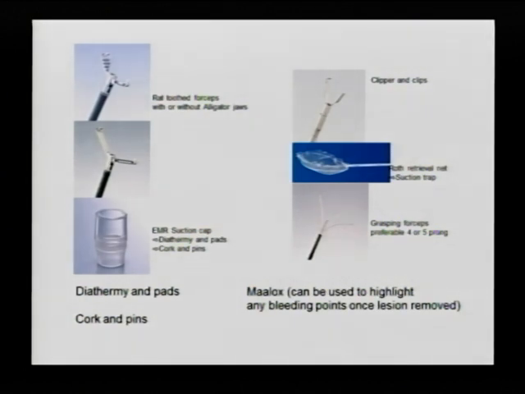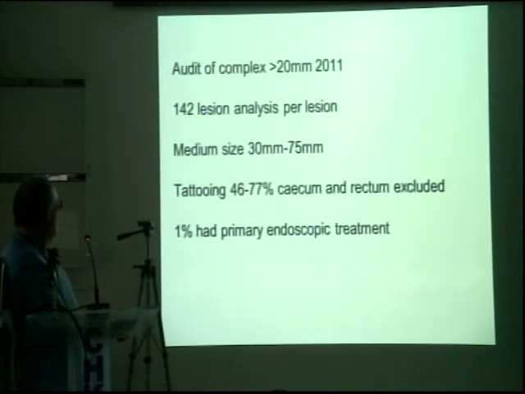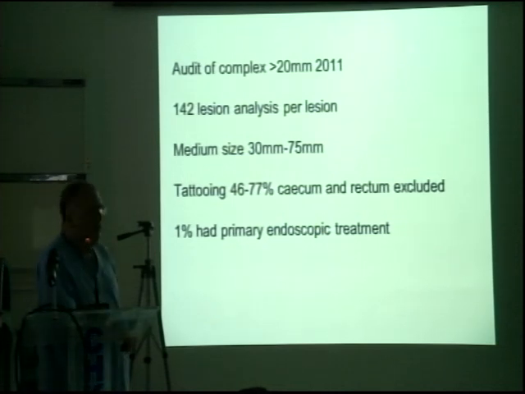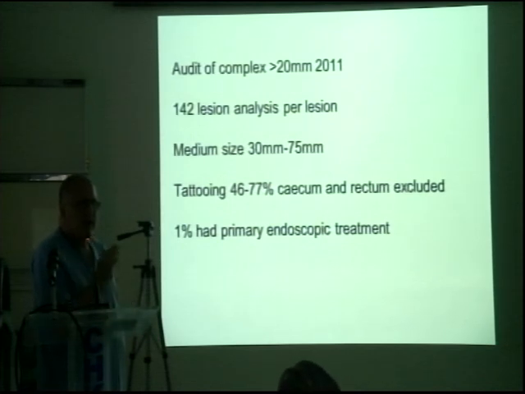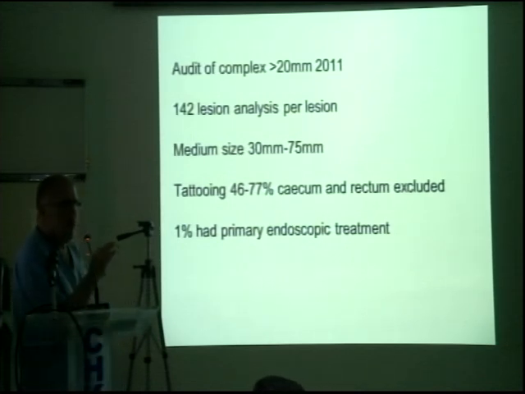These help. These, you just lose the material. I'm not going to go into too much detail because this is not appropriate for your level at this time. So, an audit of 20 millimetre polyps in 2000, 142 lesion analysts. So what we were looking at is the size of polyps taken off in that time. Tattooing, 46 to 77%.